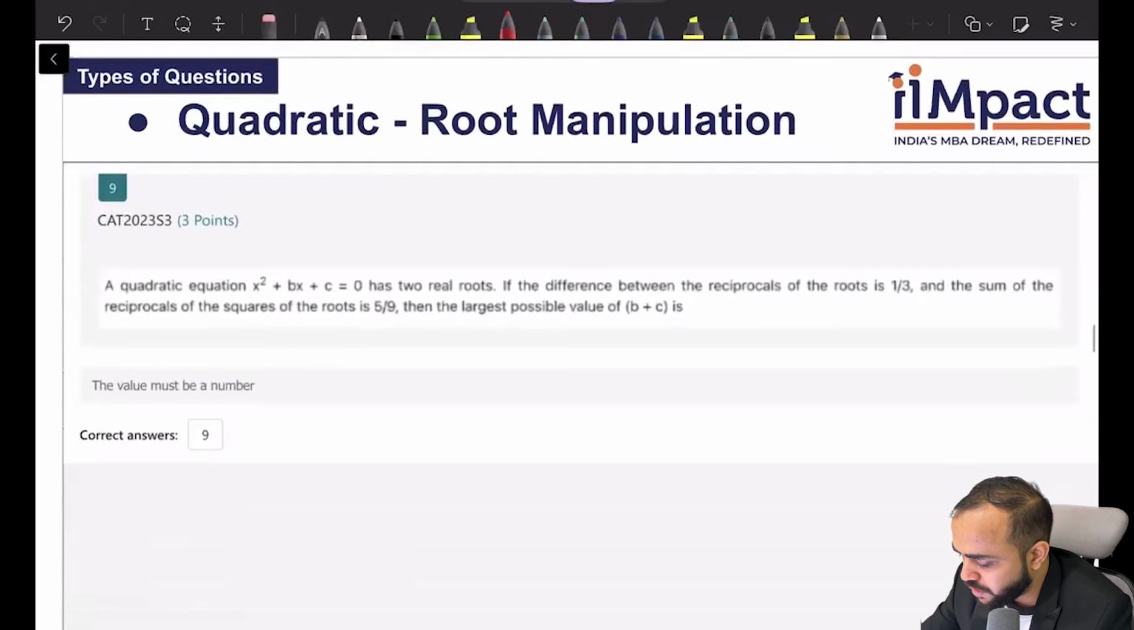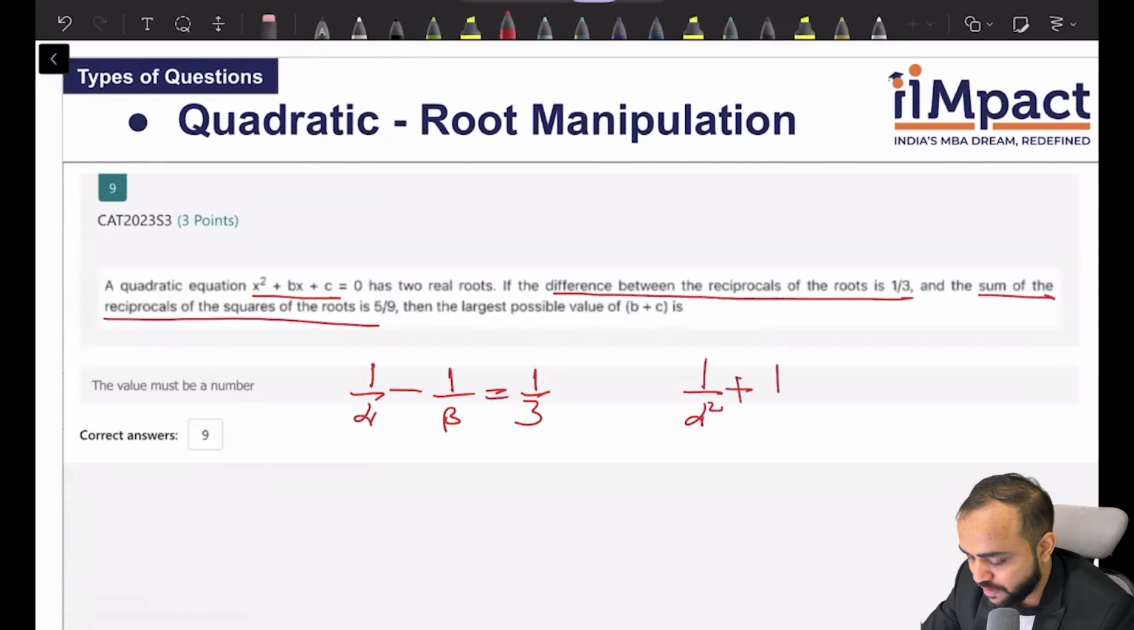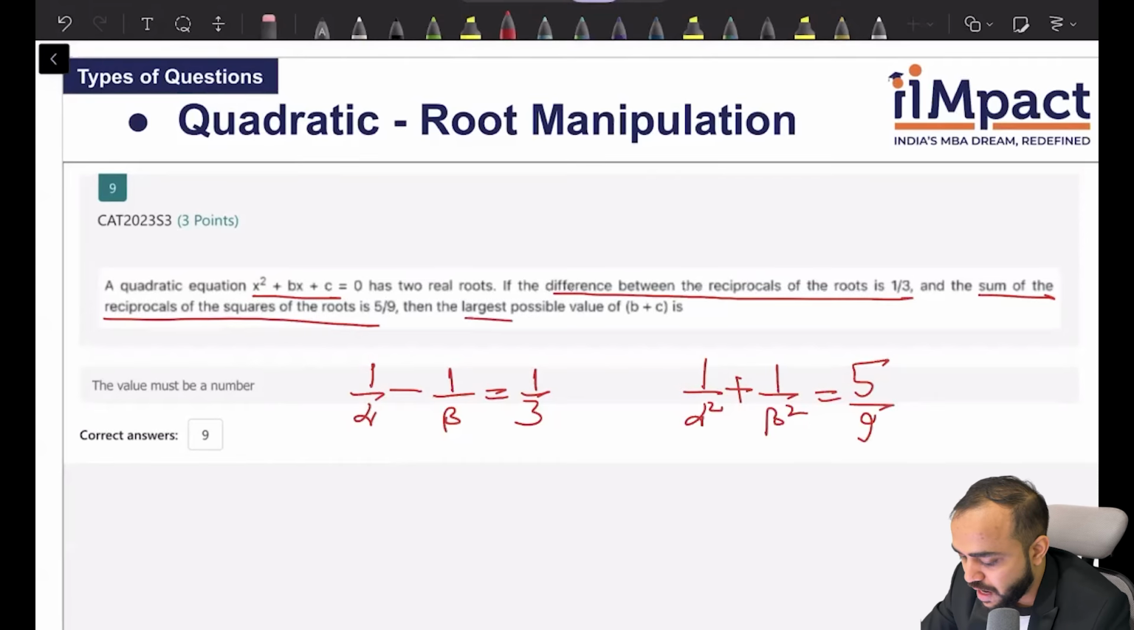Next one. Quadratic equation x square plus bx plus c equal to 0 has two real roots. The difference between reciprocal of the roots is 1 by 3. So 1 by alpha minus 1 by beta is equal to 1 by 3. Sum of the reciprocals of the squares of the roots is 5 by 9. So 1 by alpha square plus 1 by beta square is equal to 5 by 9. You have to find the largest possible value of b plus c.